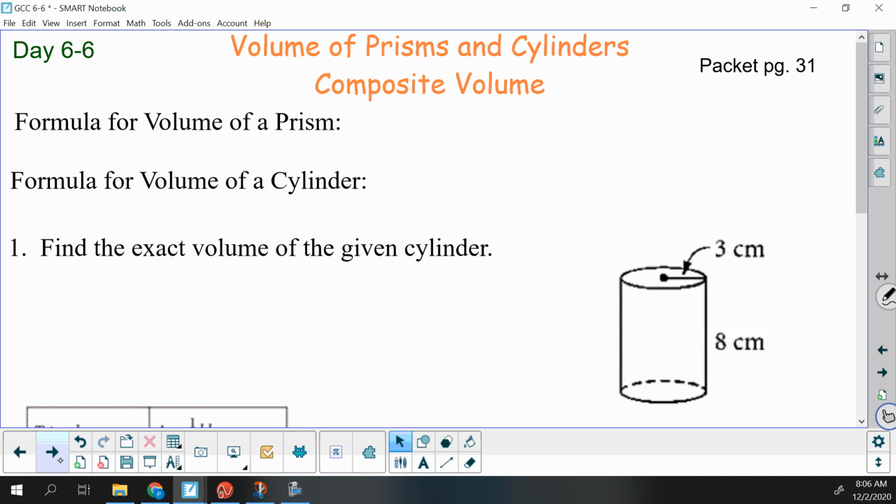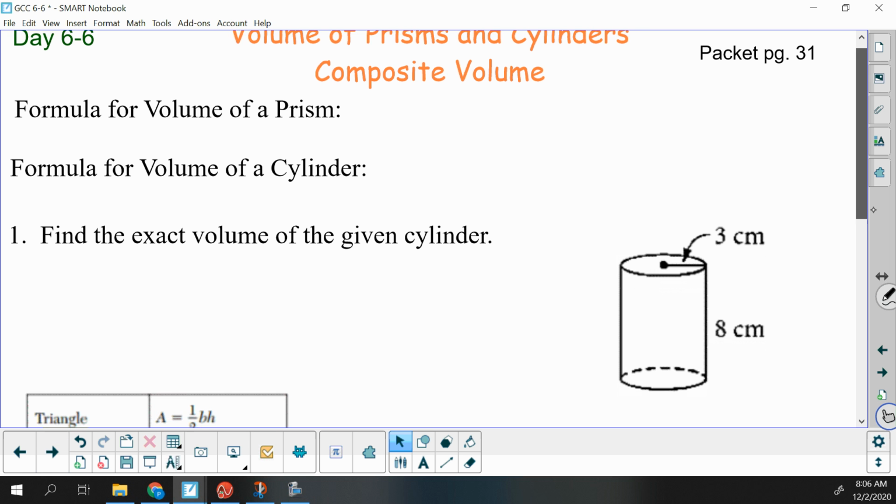So we're going to look at volumes of prisms and cylinders, and then we're also going to look at composite volumes. Composite means more than one shape put together. We did composite areas in the first couple days of the unit, and now we're doing composite volumes.